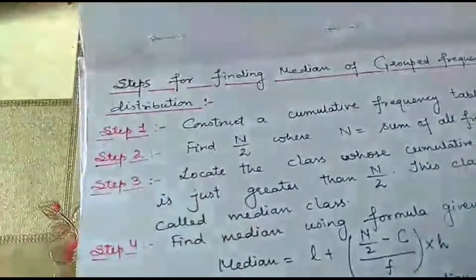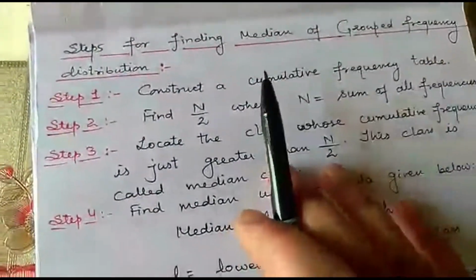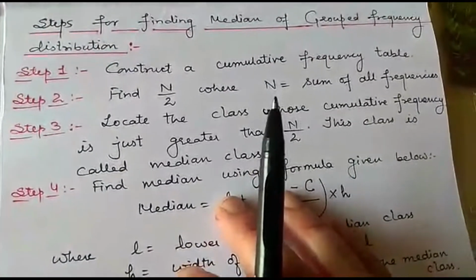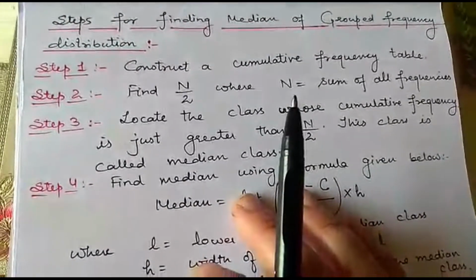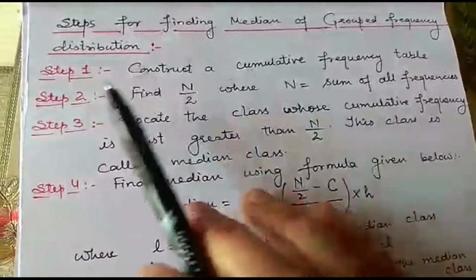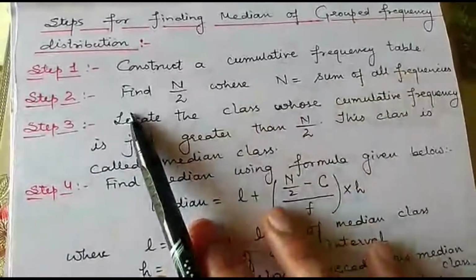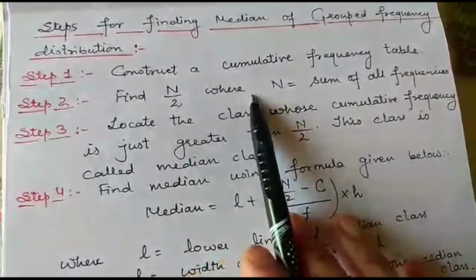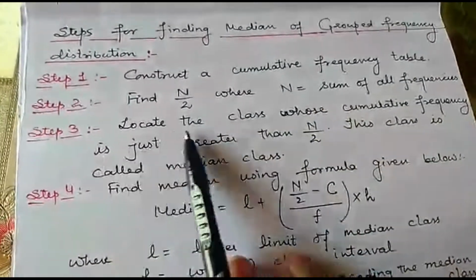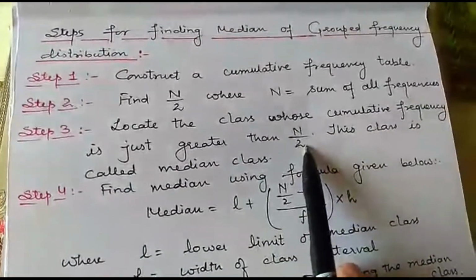Next are the steps for finding the median of a group frequency distribution. So when you have converted the data in group frequency distribution, you have found the cumulative frequency. After that, we can calculate the median of a group frequency distribution. Step 1, construct a cumulative frequency distribution table. Step 2, find n by 2, where n is the sum of all frequencies, that is, halve it. Then locate the class whose cumulative frequency is just greater than n by 2.